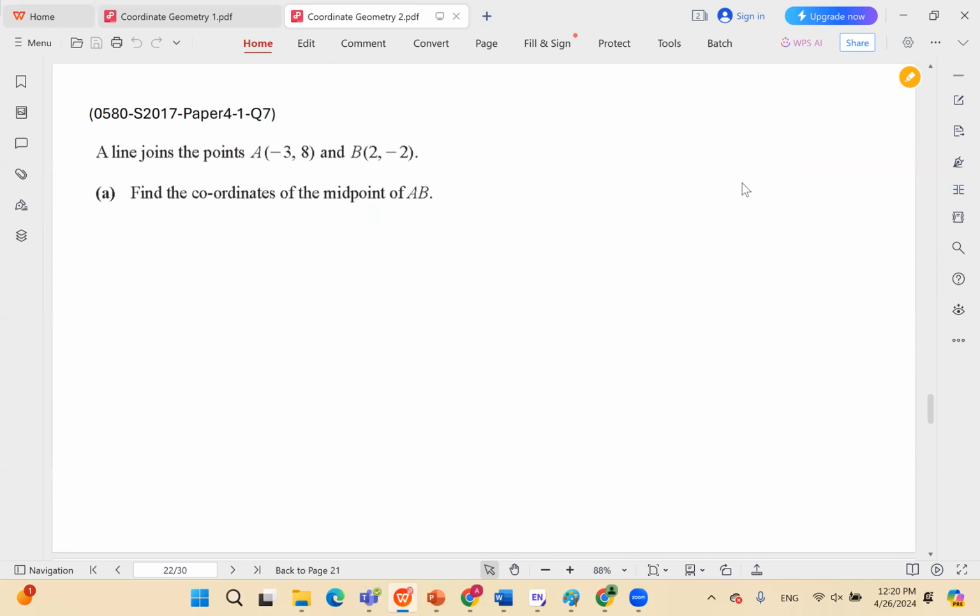A line joins the points A and B, find the coordinates of the midpoint. So again, the midpoint is just the average of x's and the average of y's. So (x1 plus x2) over 2, comma, (y1 plus y2) over 2.